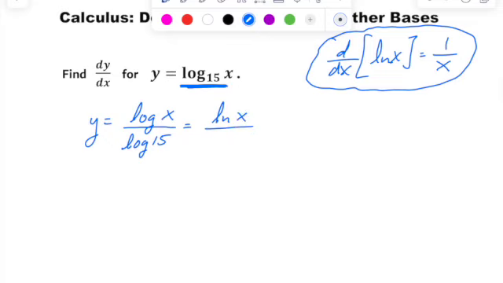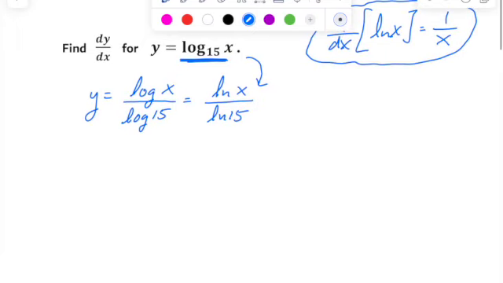And so we want to use ln because that's the one log we have a derivative rule for at this point. And that would be ln of x over ln of 15. So that's all I did here, was I took this and changed it into another expression with ln's, and I'm going to do that derivative now.